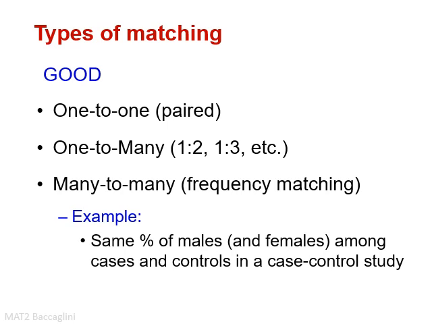In general, as much as possible, try to do the least amount of matching as possible, because you're really going to put a lot of resources and time into matching. And unless it's absolutely necessary, you want to really consider whether you want to be matching or not. So an example would be, in a case control study, if you're frequency matching by sex, then you would want the same proportion of males and females among the cases and the controls.